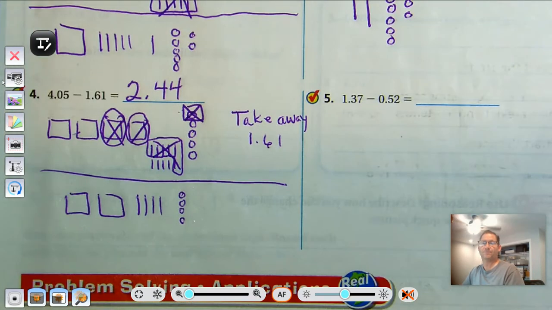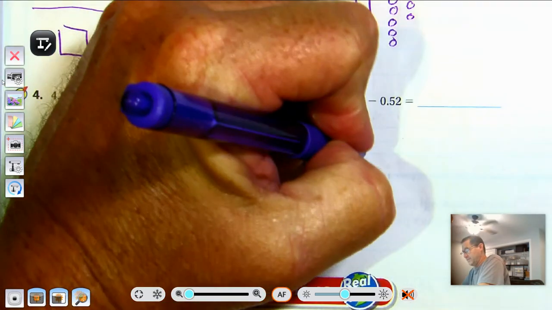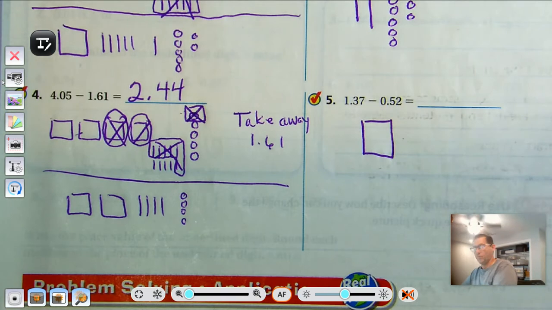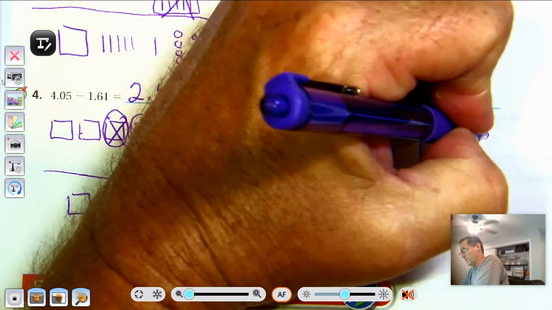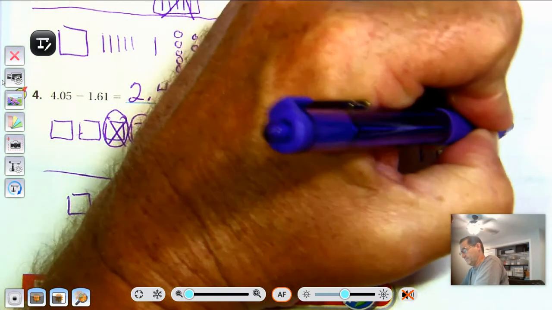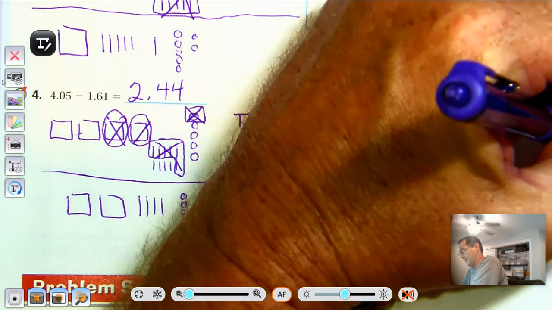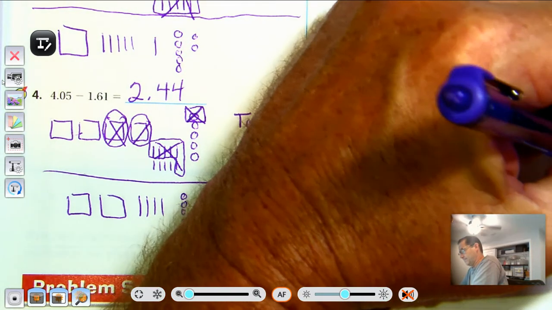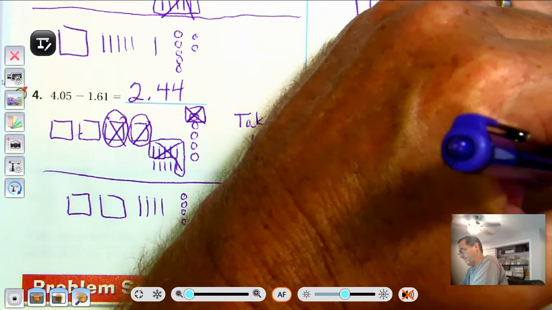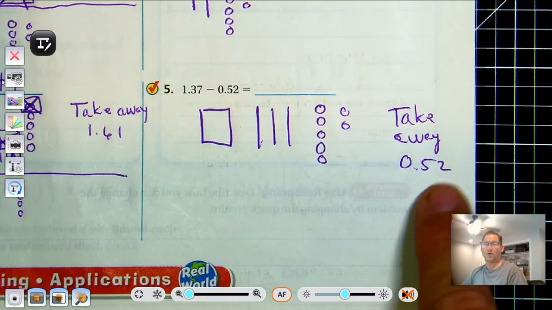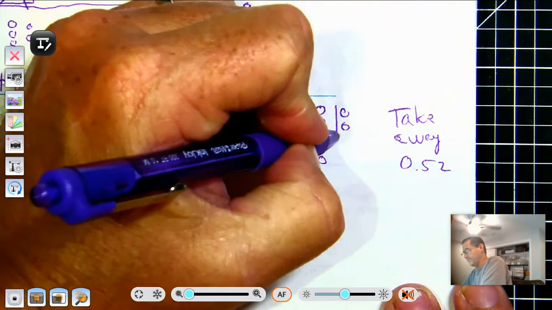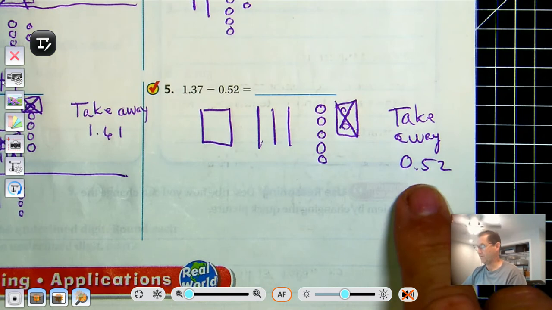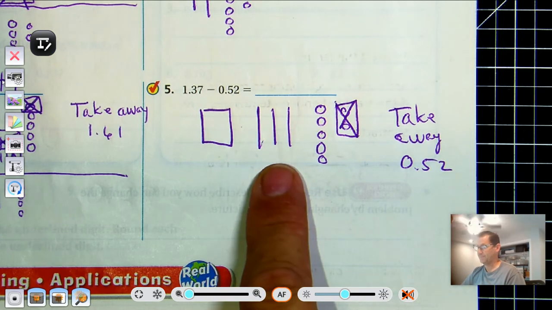Number 5, 1 and 37 hundredths. So we represent that with 1, 2, 3/10, and 7 hundredths. And we have to take away 52 hundredths. So start with the 2 hundredths. Can we take away 2 hundredths? Yeah, there's plenty. All right, can we take away 5/10?